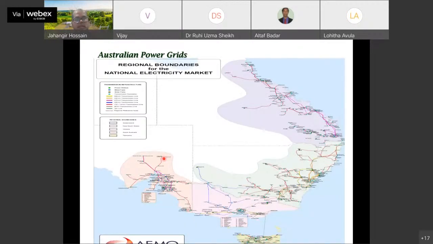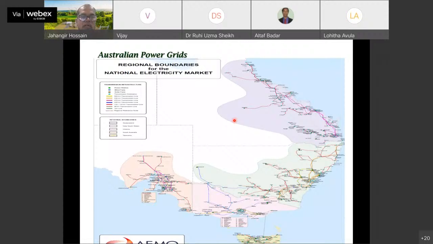This is showing the Australian power grid, one of the longest grids in the world. It has more than 5,000 kilometers of transmission line. All the states, including Queensland, New South Wales, Victoria, and Tasmania, are connected. Tasmania is an island, but it is connected with an underground high voltage DC link. And then South Australia. Only one state is not interconnected, that is Western Australia, because it is very, very far from the other states. So all are interconnected.